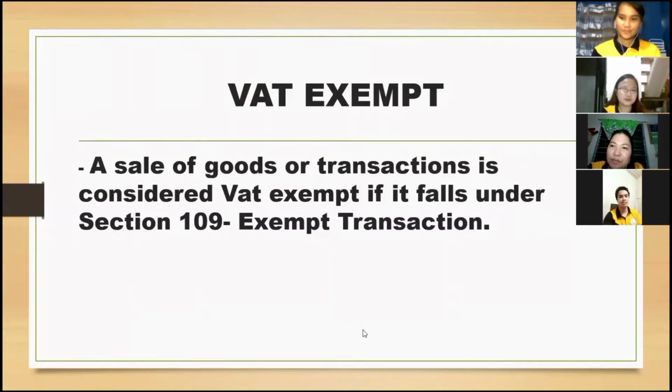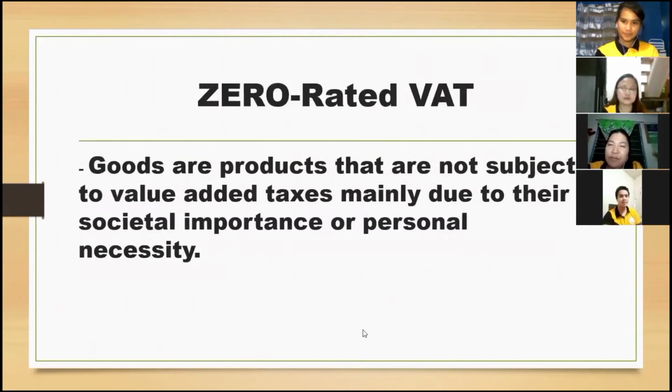Next on to zero-rated VAT. So goods are products that are not subject to value-added taxes mainly due to their societal importance or personal necessity. So for example, various foods, printed books, and children's clothes. Those are zero-rated of the importation of goods or services.